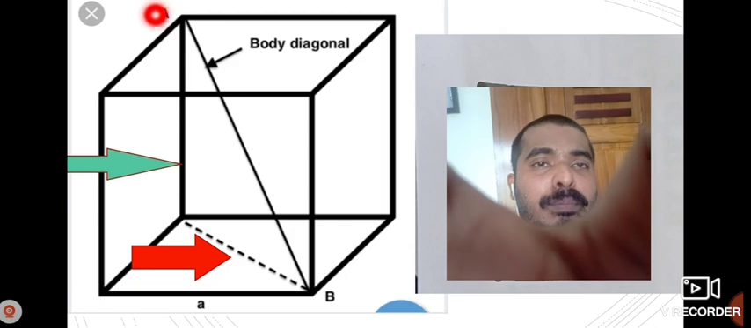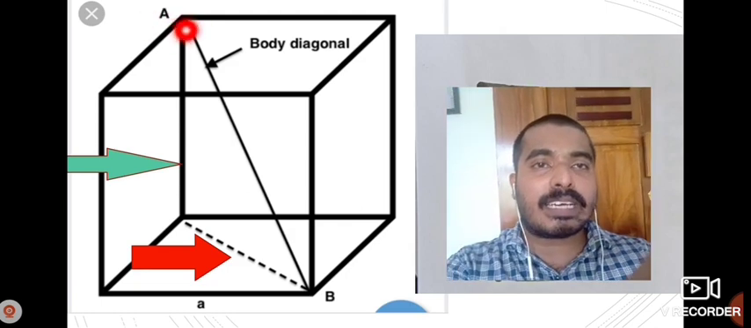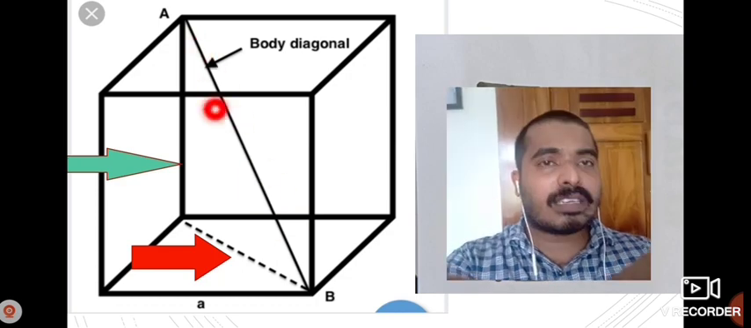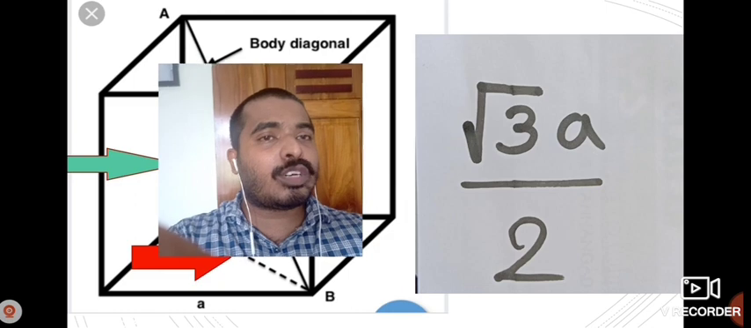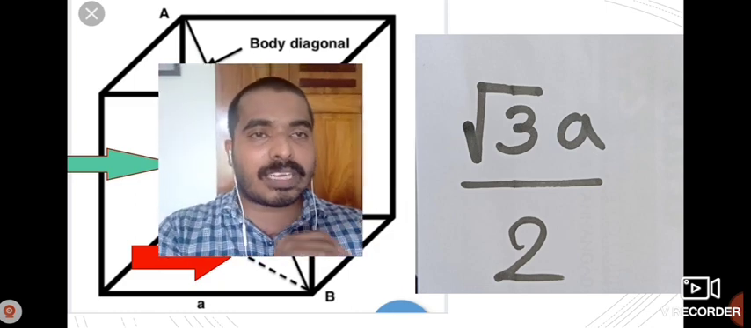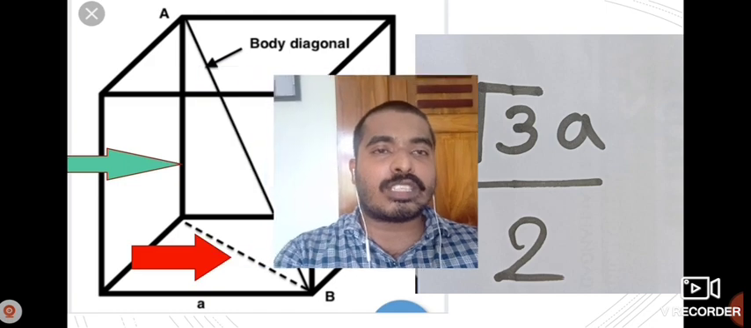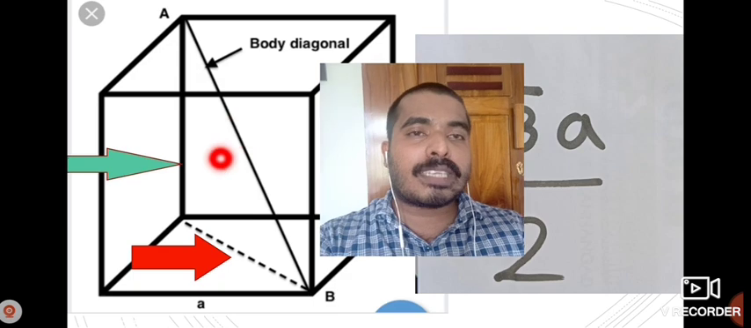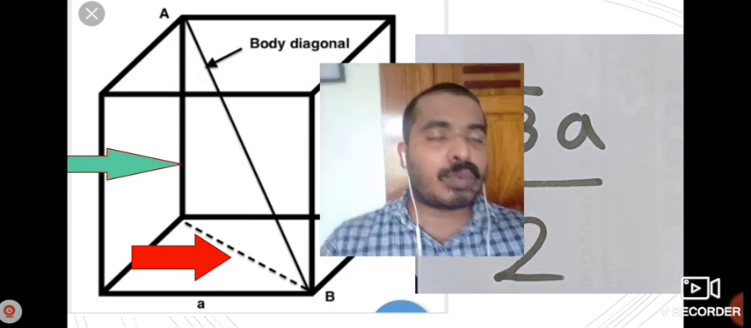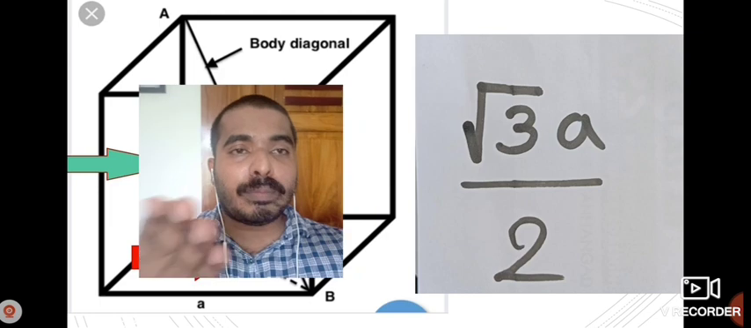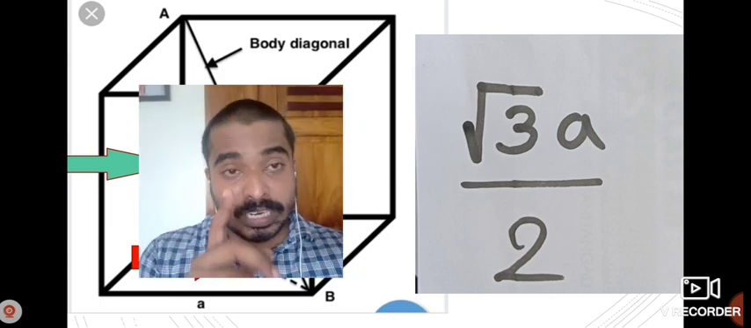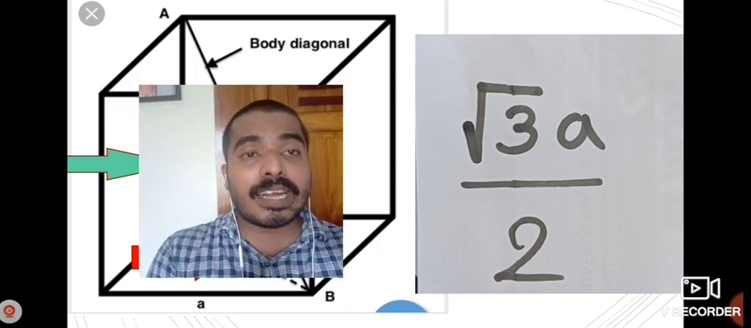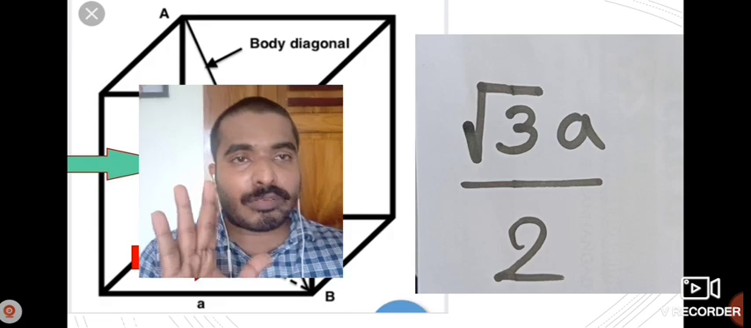Now to find the distance between the particle at the corner and the particle at the body center, we need to take half the body diagonal. Already I told you that the body diagonal length is root 3 a. Divided by 2 will be the answer, root 3 a by 2. So the distance between the particle at the corner and the particle at the body center is half the body diagonal. The answer will be root 3 a divided by 2. This you should never forget. Face diagonal root 2 a, body diagonal root 3 a. I hope you will never forget this.